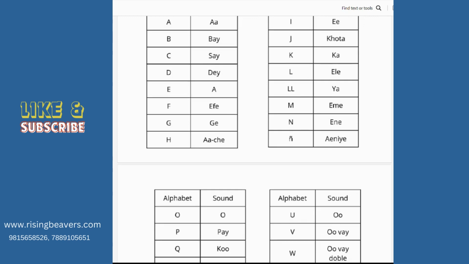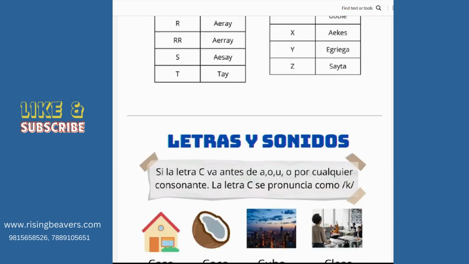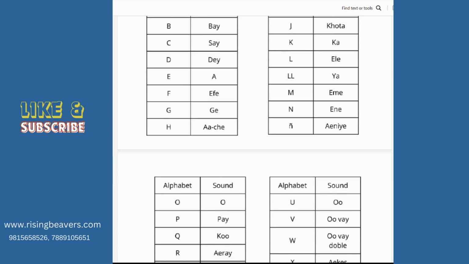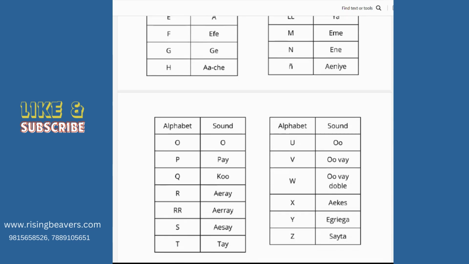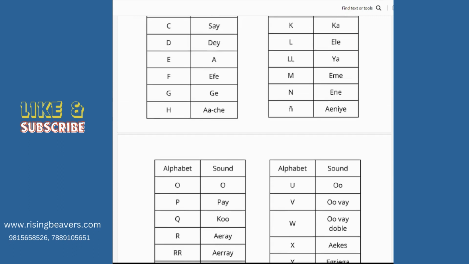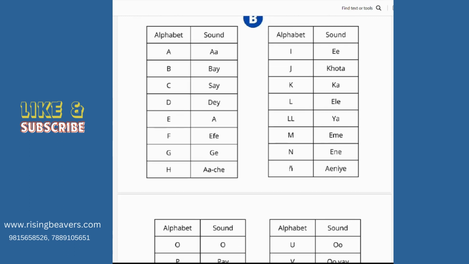A, B, C, D, A, FA, K, H, E, Kota, Ka, LA, Ya, MA, NA, and NA. N with tilde, that is NA. Right? Then O, P, Q, RA, RA, SA, A, U, Uve, Uve doble, Ekis, Agriega, and the last is Seta. Okay? Perfect. So, now we know the sounds of the alphabets.